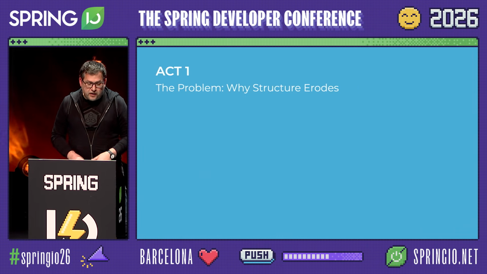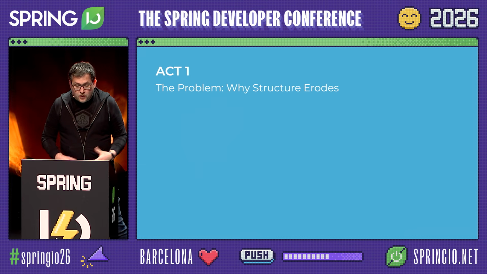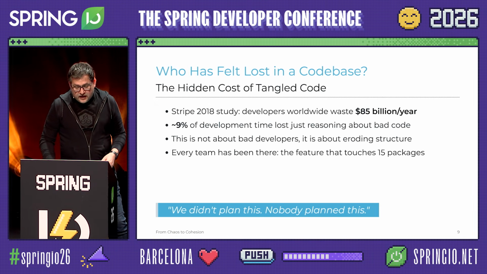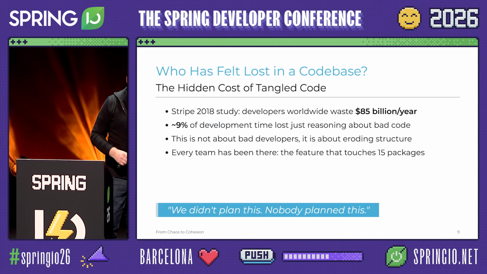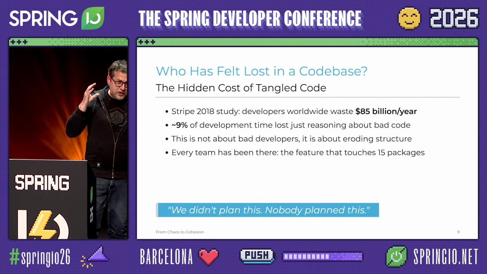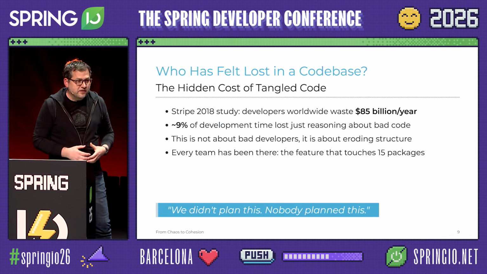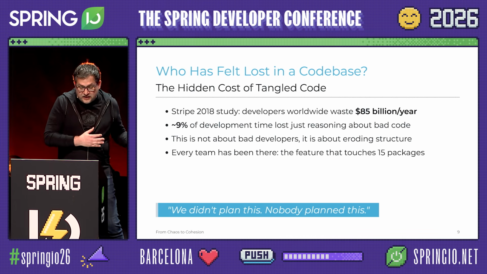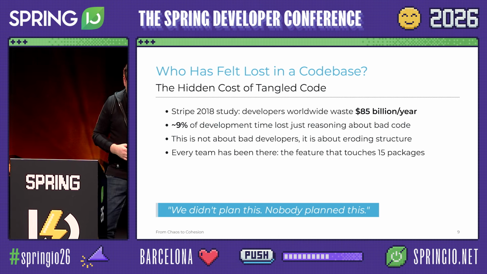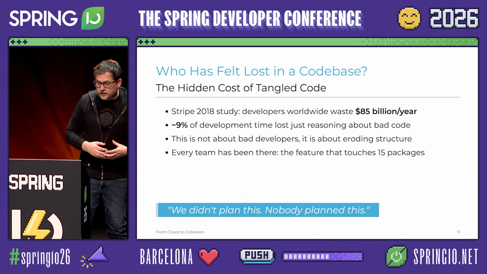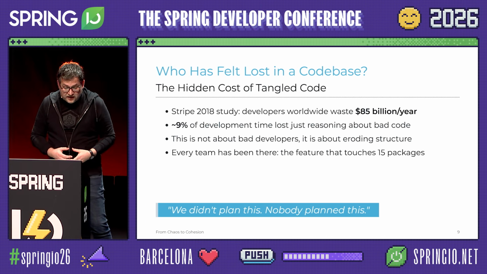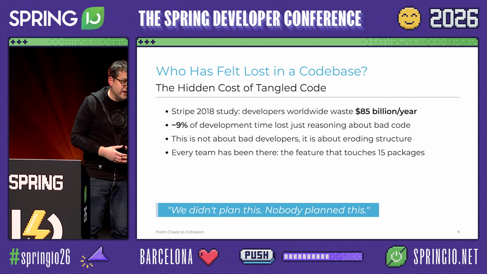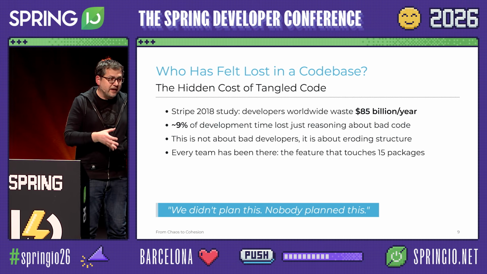So let's talk about the first thing, the problem statement. Why structure is eroding. Who of you has ever felt lost in a code base? I guess all the time, right? When you see a new code base, it's difficult to get into it, the bigger the worse. It's quite interesting that Stripe conducted a study on developers worldwide, about how much time and energy was wasted on reasoning about bad code, so what the code is actually doing. They came up with a number of almost 10% where developers are looking at this bad code.